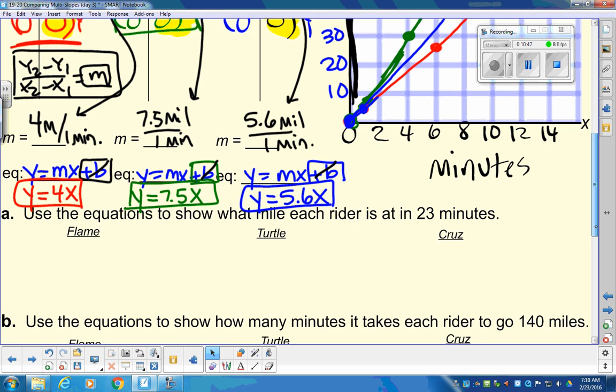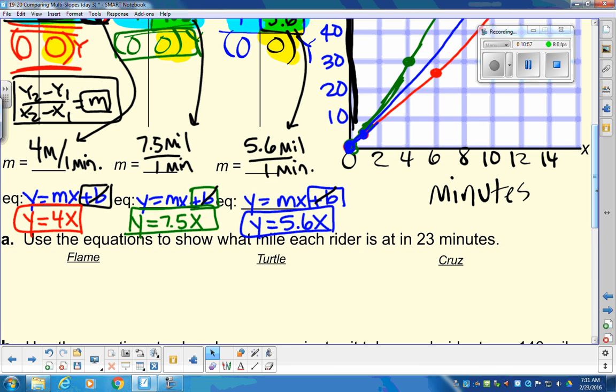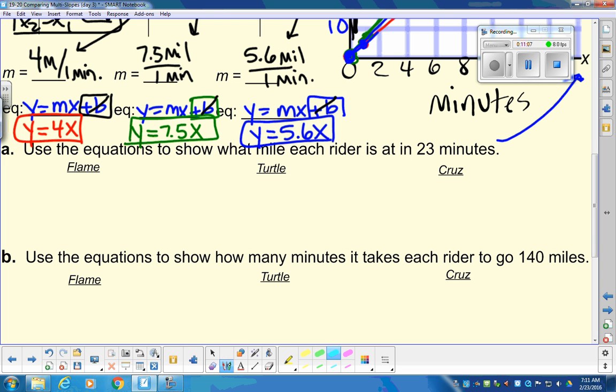Okay, so now, moving on, it says use the equations to show what mile each rider is at 23 minutes. Now, you'll notice if I look up at my graph, I cannot see 23 minutes on my graph. So I'm going to use my equations as the directions say. I can't get it from the graph. My graph doesn't extend that far. That was intentional, so that you couldn't use it.